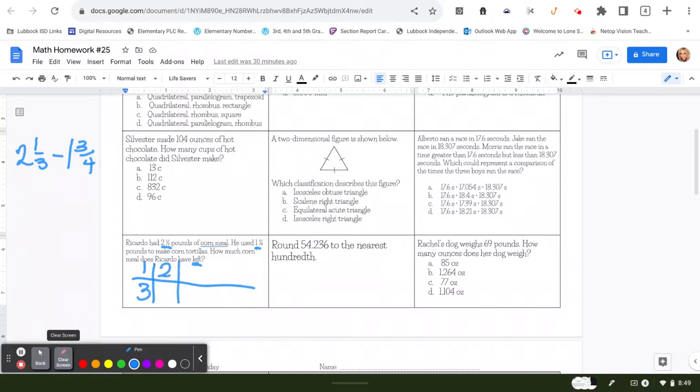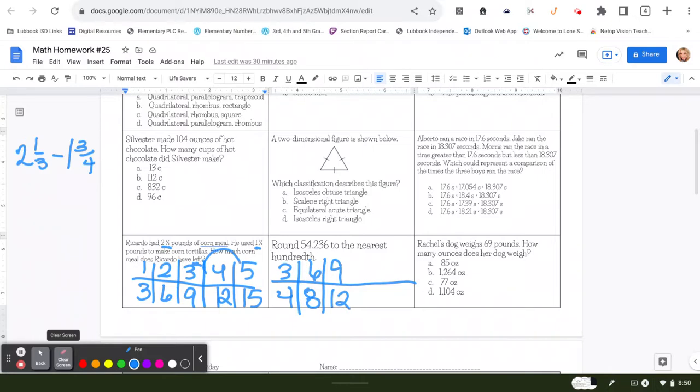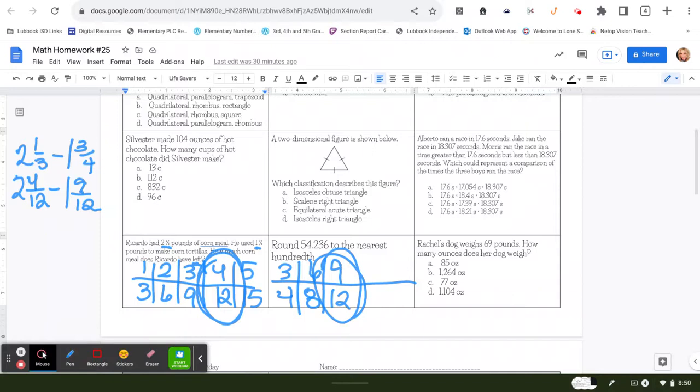Okay, and now I'm going to do 3/4. Do I have a match on the denominator? No, I'm going to keep going. Okay, now I do. Here and here. So we need to rewrite our problem. 2 4/12 minus 1 9/12. So 9 is greater than 4, so I have to use my number line.